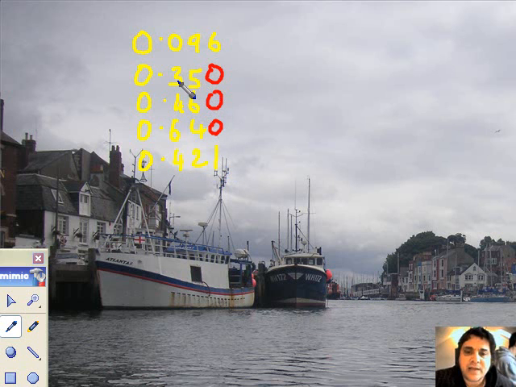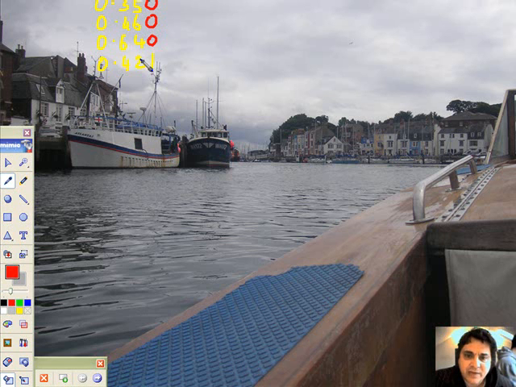You can see that, let's have a look. 460 beats 421 because the 6 is greater than the 2 in the hundredths column. Now we can just arrange it in order.